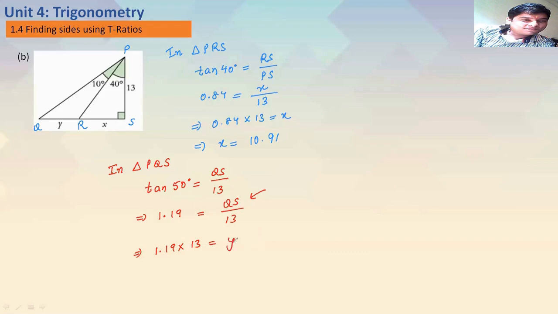There you go. That's what I wanted you to talk about. Again, Y plus X. What did you find this product as, 1.19 multiplied by 13? 15.49. 15.49 equal to Y plus X. We don't know Y, but we know X. What is X? X is 10.91. There you go. So subtract and get the value of Y. Y is 15.49 minus 10.91. What is the final answer? Y is 4.58.